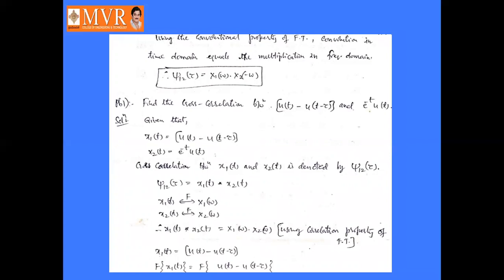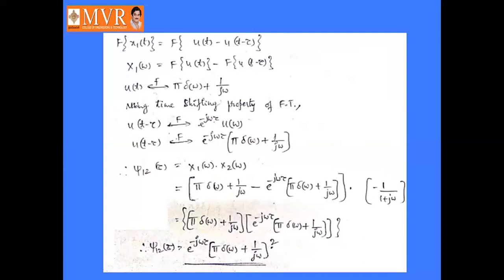The Fourier transform of x1 of t is X1 of omega, and the Fourier transform of x2 of t is X2 of omega. By the convolution property, convolution in the time domain, that is x1 of t convolved with x2 of t, is simple multiplication in the frequency domain, that is X1 of omega into X2 of omega. Here x1 of t is u of t minus u of t minus tau. So the Fourier transform of x1 of t is the Fourier transform of u of t minus the Fourier transform of u of t minus tau. The Fourier transform of u of t is pi into delta of omega plus 1 by j omega.